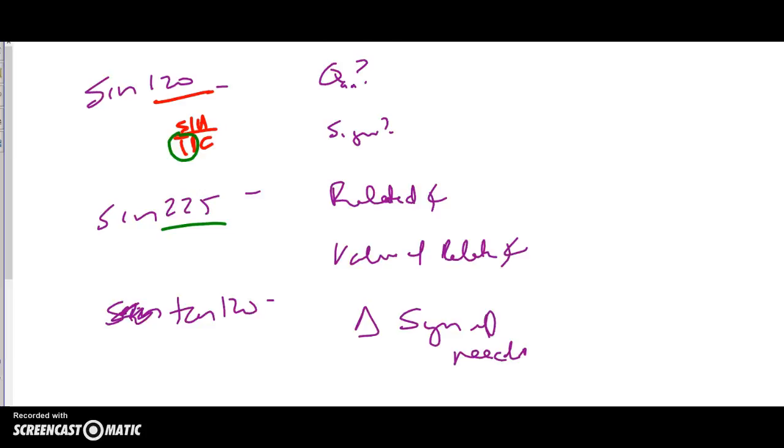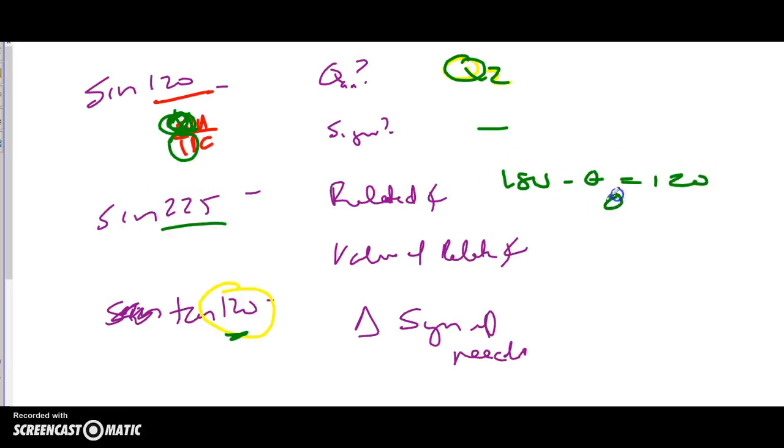And I only want to make one video. Let's go yellow. I don't know if you can see that, but 120, again, that is in Q2. Q2, but tan in Q2 is negative. Okay, so I'm negative. Related angle, again, 180 minus theta is 120. Theta is 60. So now I'm going to find the tan, because I want tan of 60.